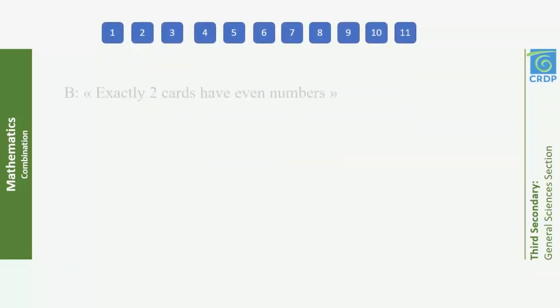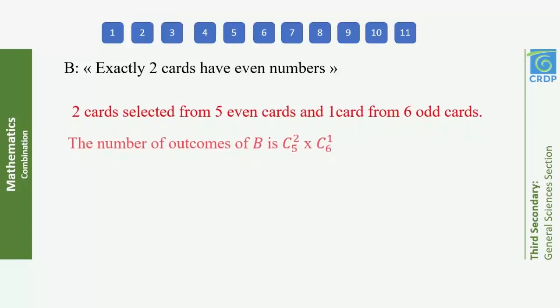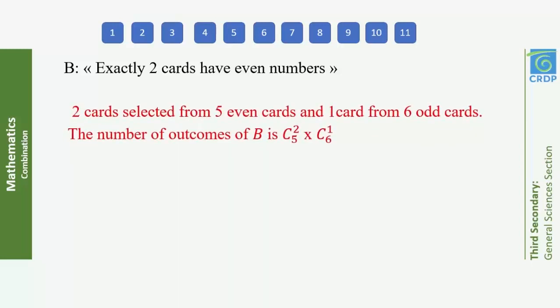With the same cards, we have the event B, exactly 2 cards have even numbers. Since 2 of the selected cards must have even numbers, then the third card must have an odd number. So I will be selecting a combination of any 2 cards out of the even numbers, which are 5, and 1 card only from the odd numbers, which are 6 cards. It will be a combination of 2 out of 5 for the even cards and a combination of 1 out of 6 for the odd cards, and it's a multiplication again since the 2 conditions refer to the same outcome.